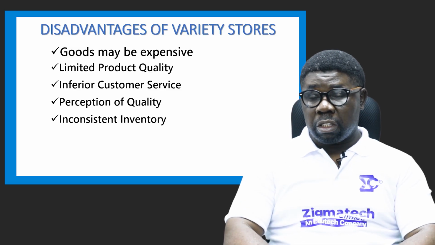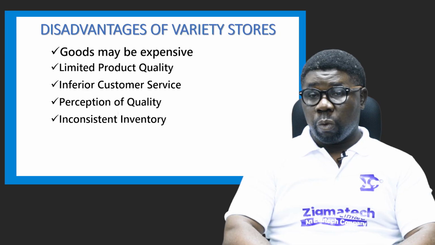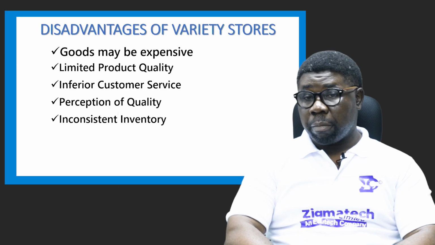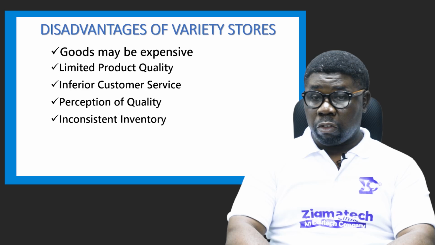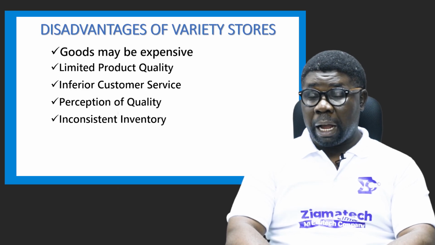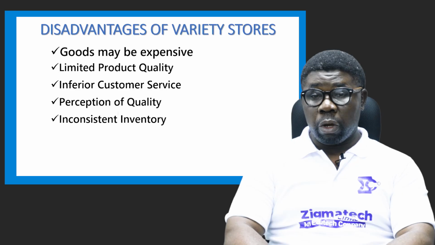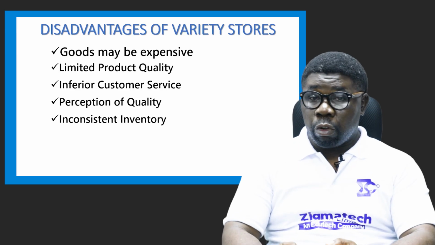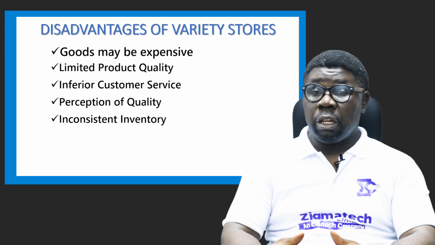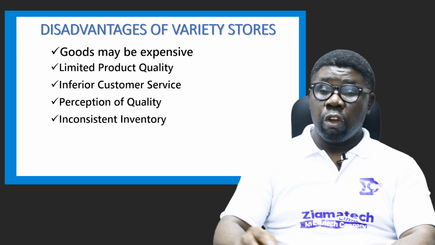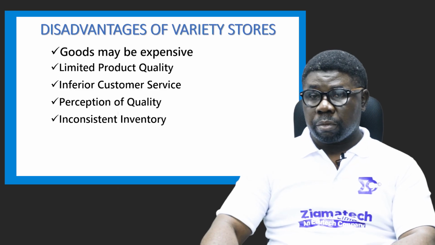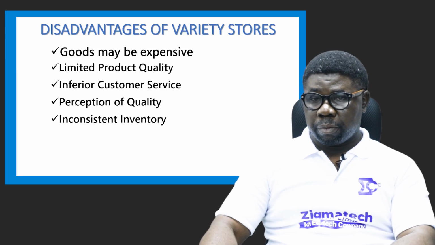So they have inconsistent inventory. Because of the nature of what they sell, almost everything, you may not have all that you need all the time. Sometimes it's available, sometimes it's not there. So you have to be patient enough for them to stock what you want to buy. Sometimes they are out of stock because they have so many things to buy. So they have inconsistent inventory for your patronage. These are the disadvantages of a variety store.